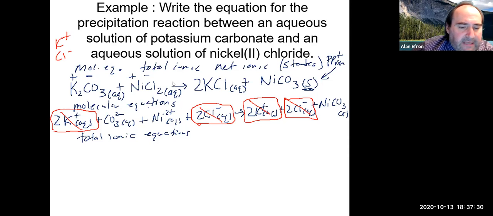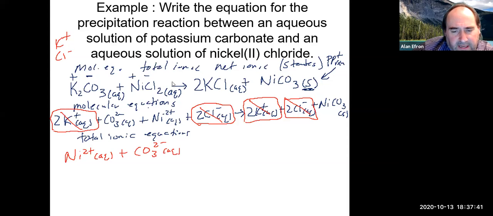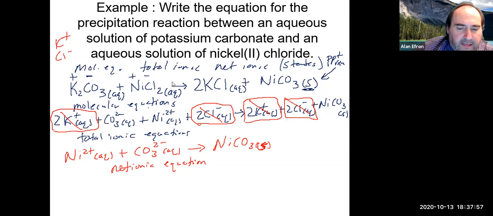And when we cross those out, that's going to leave us our net ionic equation. What is really happening here is our nickel is going to react with our carbonate ion that's floating around. And those two are going to come together to make our nickel(II) carbonate solid that's going to form. And this would be our net ionic equation. Any questions on any of those steps there?